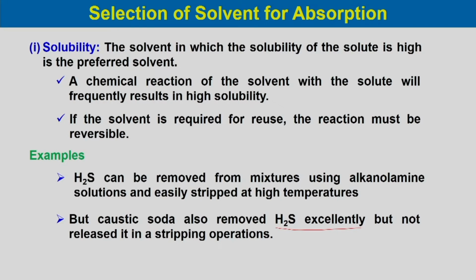But if we do not want to strip it back, we want to make a solution of it, like caustic soda, it also removes hydrogen sulphide excellently, because it is a very highly alkaline, basic solution, but it does not release the H2S in the stripping operation. Even if we increase the temperature, because the reaction is irreversible in nature.